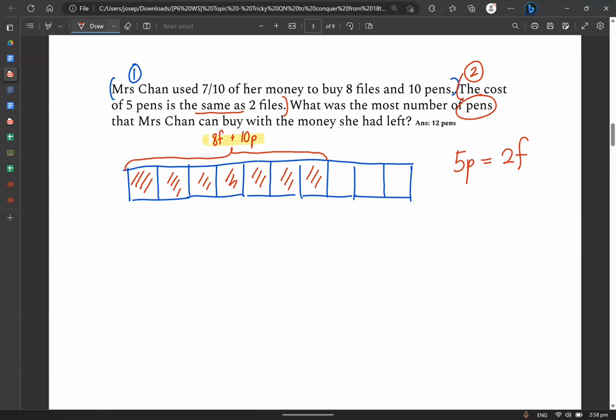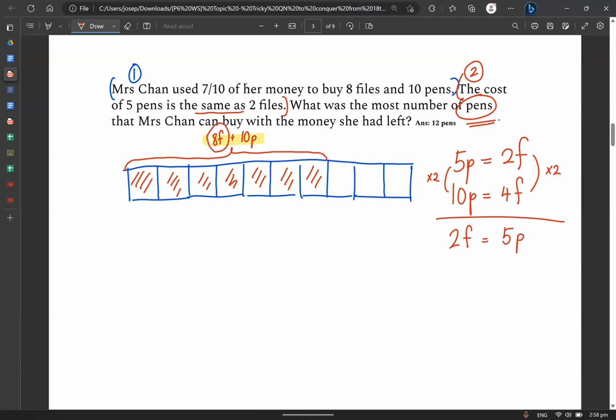Alright? So if 5 pence equals to 2 files, then 10 pence is actually equals to, from 5 to 10, I times 2. True? When I do something to the left, I must do something to the right. So I get 4 files over here. Does that make sense? Okay, so they want everything to be pence. So you change everything into pence. Okay, so I can also say that 2 files is equals to 5 pence. It's the same thing.